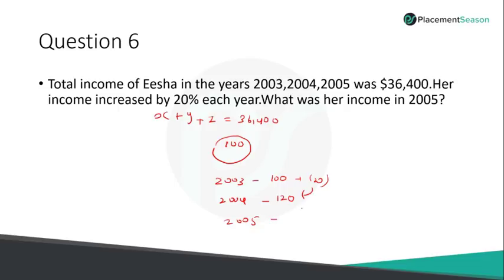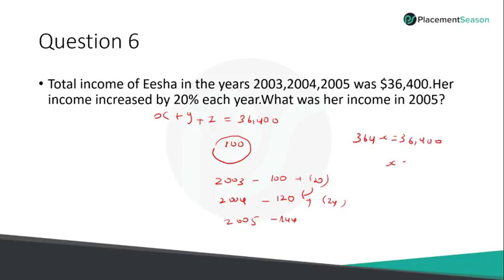Again, 24% of 120 is 24, so it becomes 144. Initially in 2003, my percentage was 100. In 2005, it is 144. So if you add all these, what is the total percentage? 100 plus 120 plus 144. This is 364 percent.